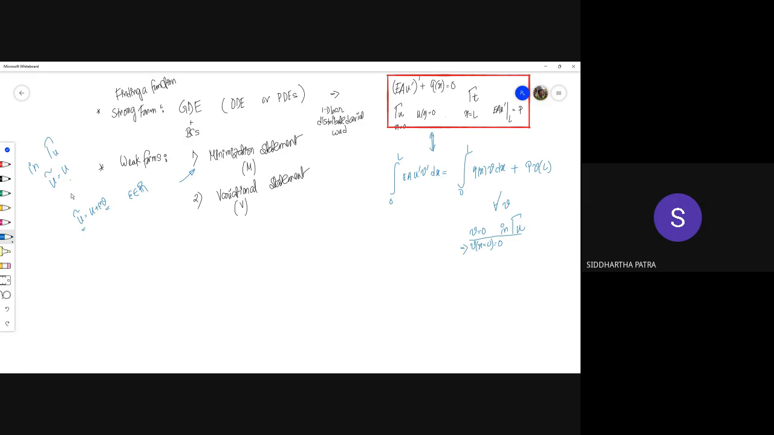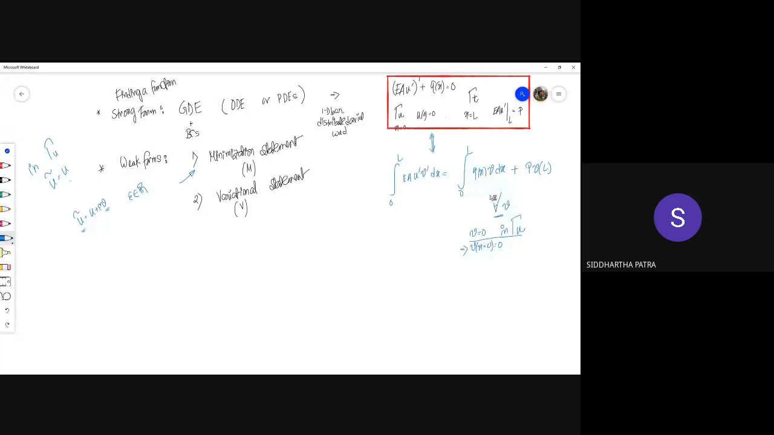boundary condition is given. Okay, so with the arbitrary nature of V, we had established that these two forms, the strong form and the variational form, are exactly equivalent of one another, and you can basically pose the problem in either way. Okay, and you can solve the problem in either form, and you are going to get the same answer. Okay. But there is a catch. There is a catch.